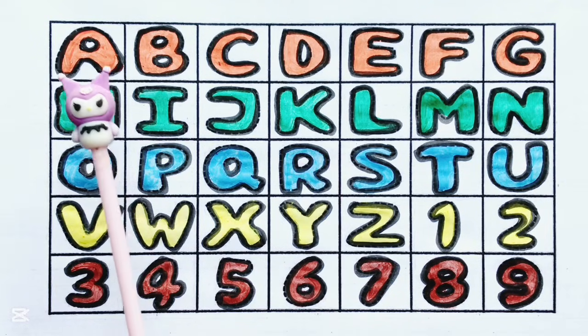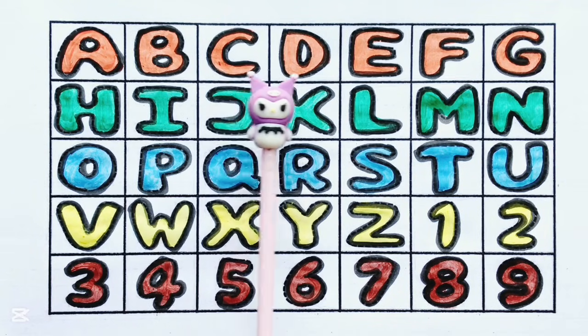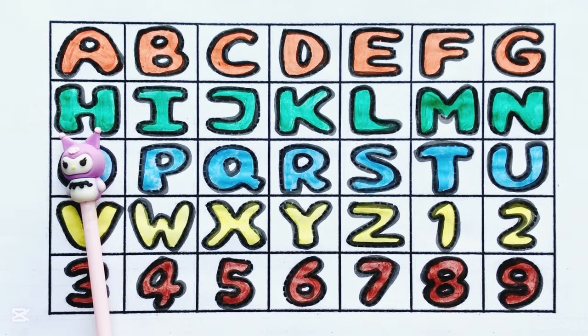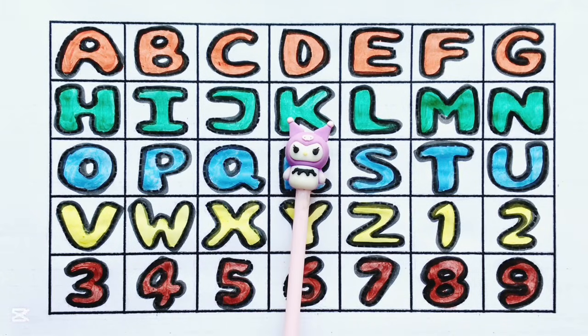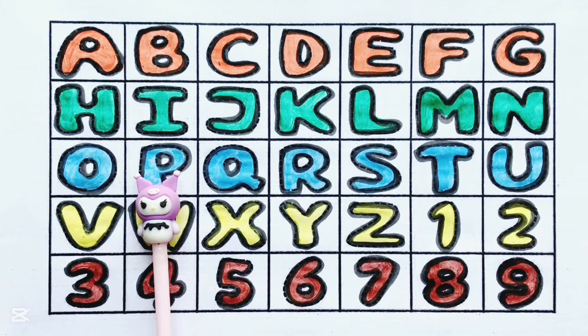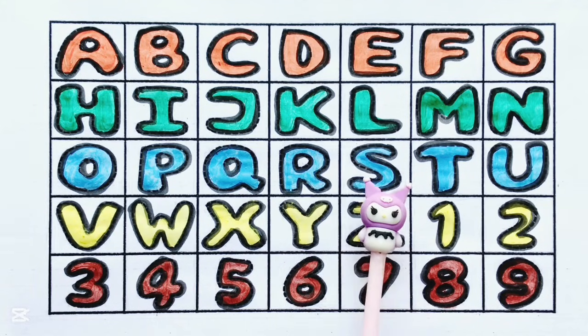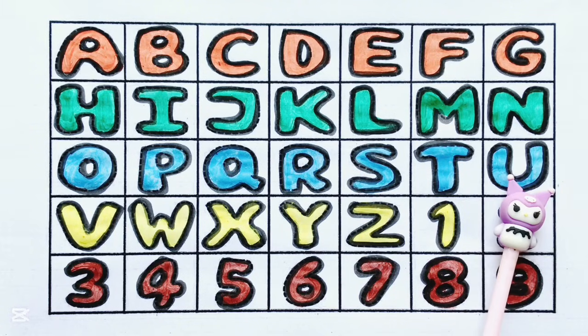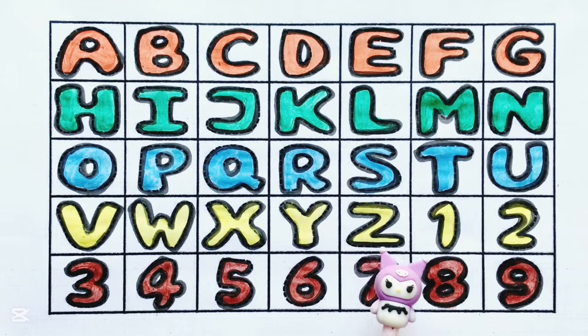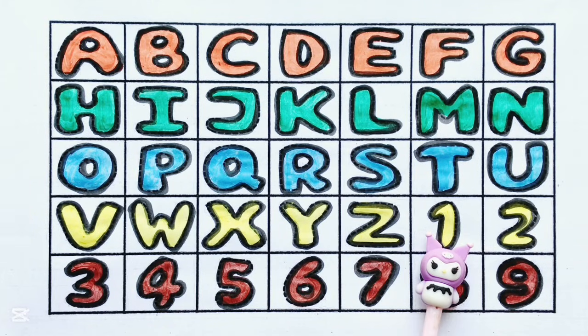Let's repeat, learn. Capital letter A, B, C, D, E, F, G, H, I, J, K, L, M, N, O, P, Q, R, S, T, U, V, W, X, Y, and Z. Number 1, 2, 3, 4, 5, 6, 7, 8, and 9.